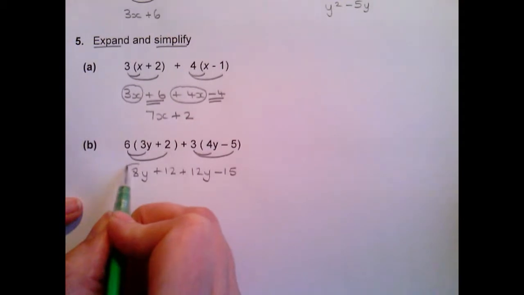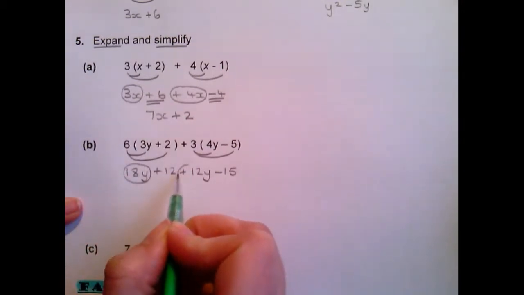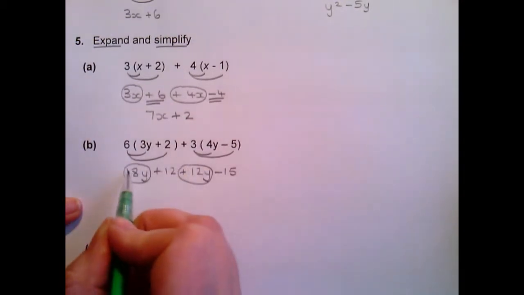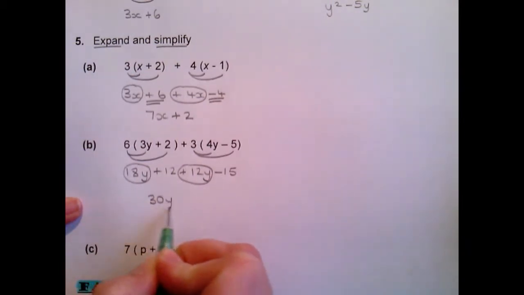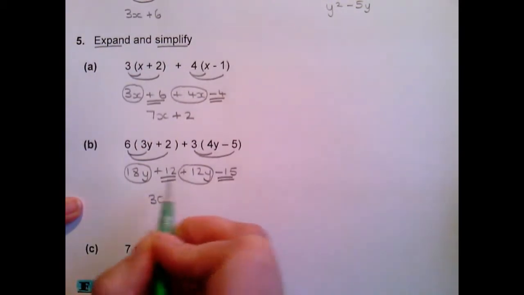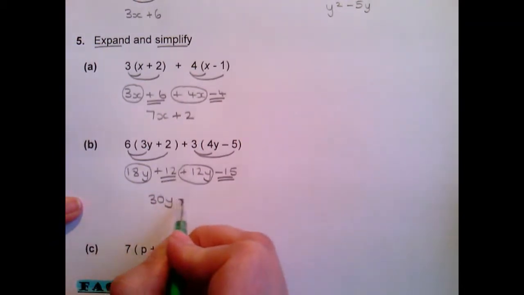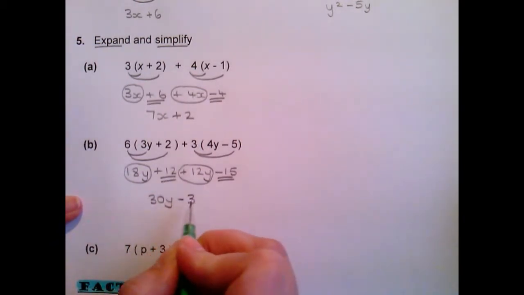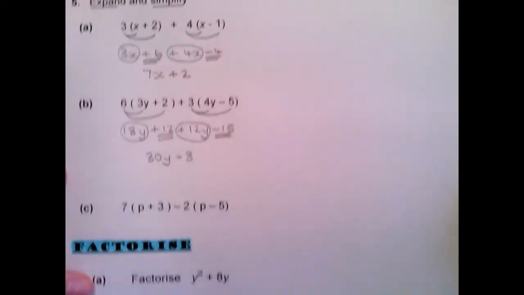And then simplify it. You can do 18y add 12y, which gets you 30y. And then 12 take away 15. You're taking away more than what you've got, so you're going to go into your minuses. You'll end up at minus 3. So it's a take away 3 at the end of that one.